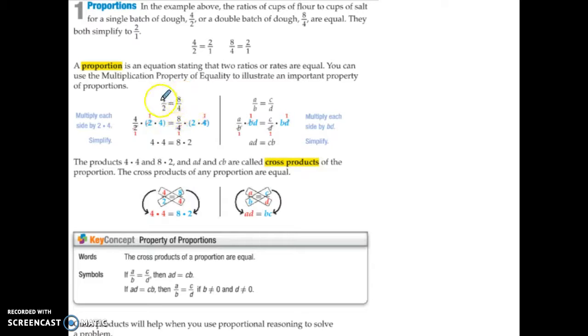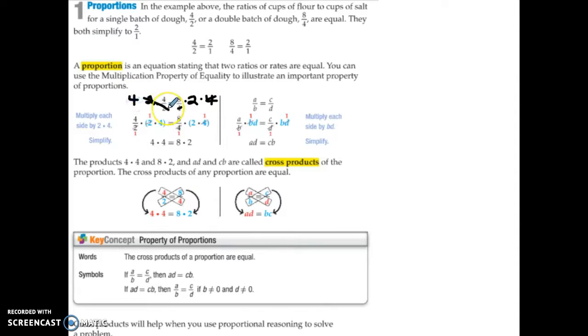If I want to get rid of this fraction over here, I'd multiply both sides by 2. If I multiply by 2, those cancel out there. If I multiply this side by 2, let's just leave that there for now. So 8 times 2 on top. Now if I want to get rid of this fraction over here, I'm going to multiply by 4. Those cancel, top and bottom. I've got to multiply this side by 4.